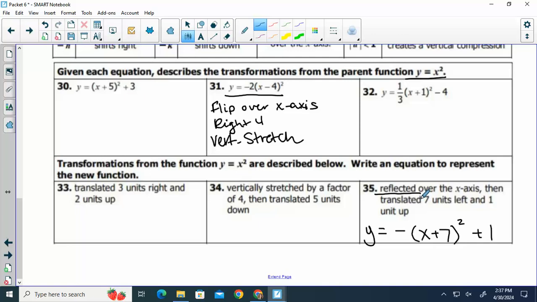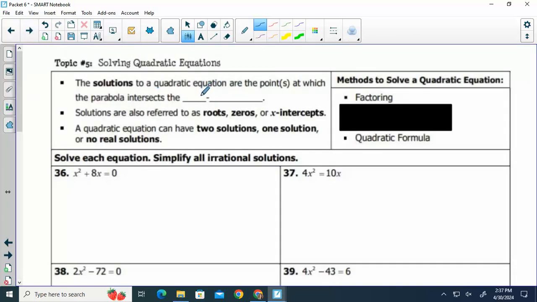Last thing we did on here was solving equations. So the solutions are the points where it hits the x-axis. Remember, there's a lot of different things I could ask. I could ask you to find the roots or the zeros or the x-intercepts. They all mean the same thing. So if we want to solve one of these, so like problem 47, we always first got it equal to 0. This is what we were doing on our last test.